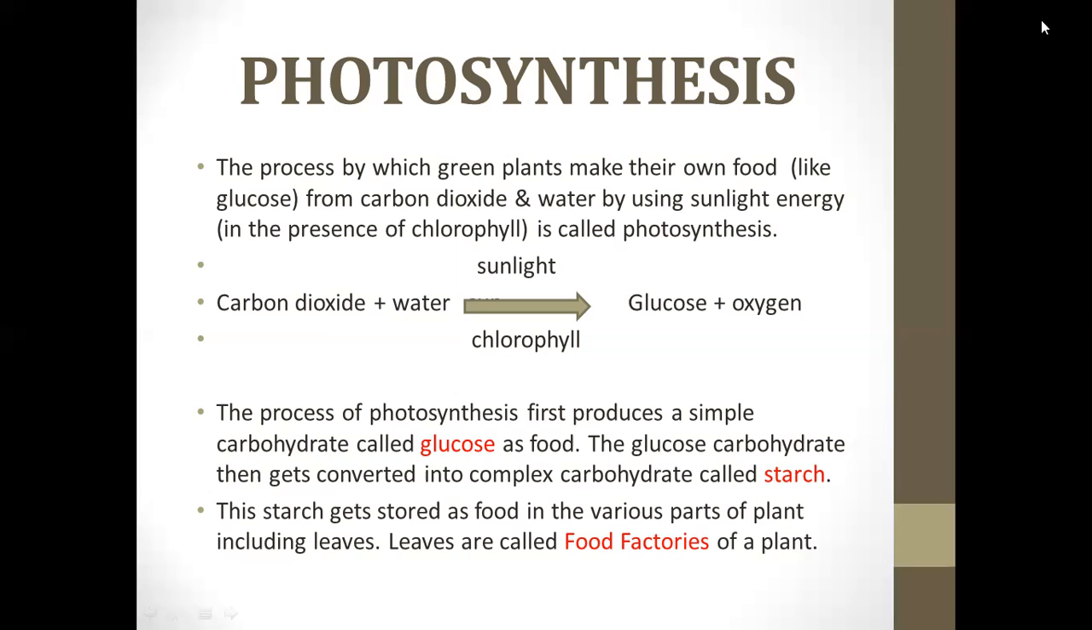So the process of photosynthesis जो है it first produces a simple carbohydrate which is called glucose as food and उसके बाद में ये जो glucose होता है glucose form of carbohydrate gets converted into a complex carbohydrate. जो glucose है it is a simple carbohydrate and it gets converted into a complex form of carbohydrate which is called starch. और ये जो starch होती है that gets stored as food in the various parts of the plant including leaves.